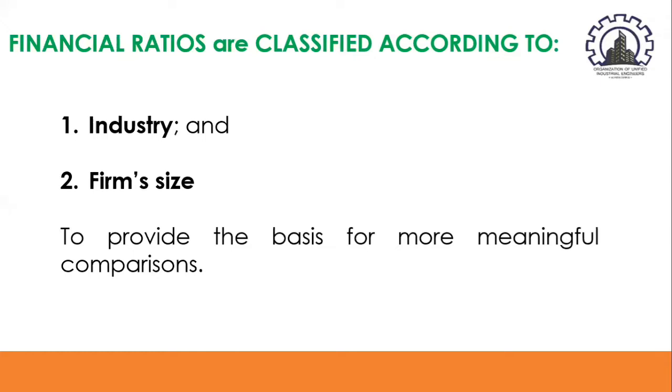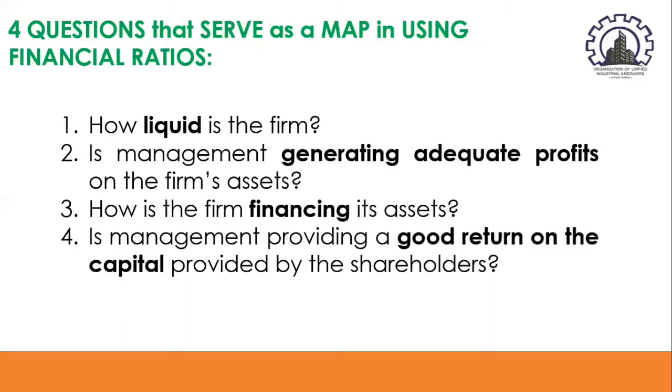In both cases, the ratios are classified by industry and by firm size to provide the basis for more meaningful comparisons. Now, in learning about ratios, we could simply study the different types or categories of ratios, or we could use ratios to answer some important questions about a firm's operation. And we prefer the latter approach and have chosen the following 4 questions as a map in using financial ratios.